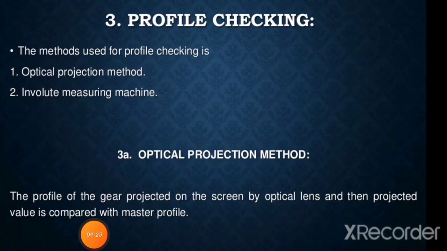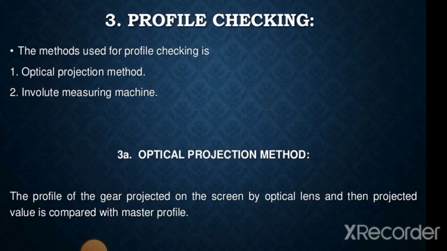Now we will move towards the next one, profile checking. In this profile checking we use different methods to check the involute profile of a spur gear. There are two methods, that is the optical projection method and the involute measuring method. We will see them one by one. Number one, optical projection method.